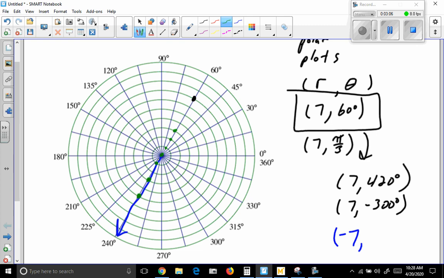So if we go away from 240, 1, 2, 3, 4, 5, 6, 7 units, we would get to that same point. So if we use the angle 240 degrees, or it could be its radian equivalent, and go away from that angle 7 units, then we would get to there. So all of those are ways of describing that one point, which is both good and bad.